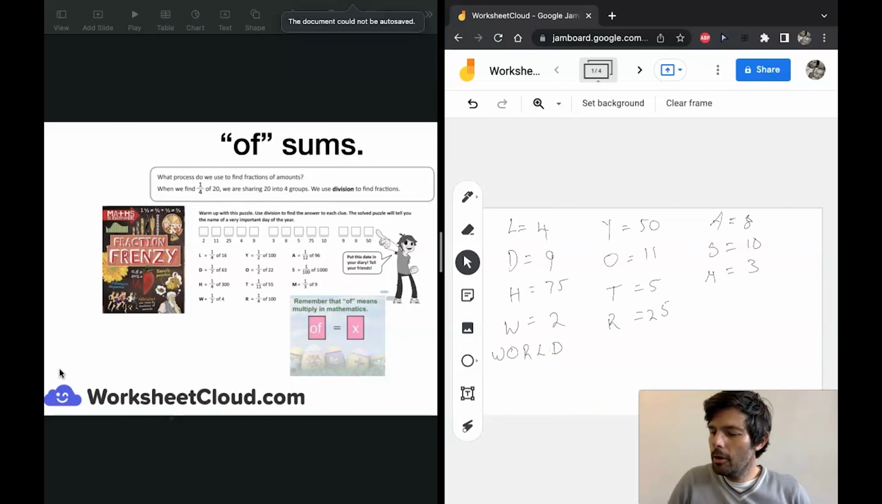The next word is going to be maths. And your last word is going to be day. World, maths, day. I hope you managed to get those correct. Let's move on to the next activity.